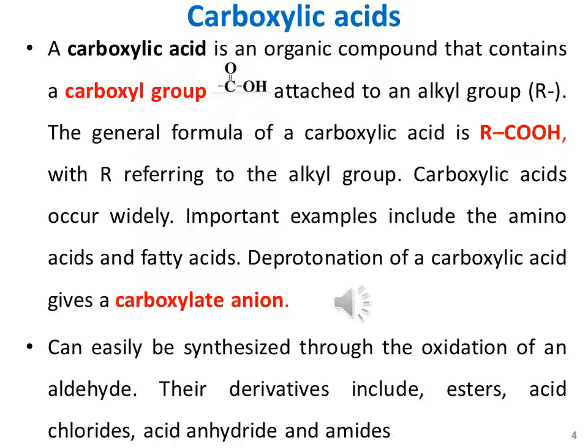vinegar. All the citrus fruits contain citric acid. All the amino acids contain the carboxylic acid functional group. Other important examples include amino acids and fatty acids. Deprotonation of a carboxylic acid gives a carboxylate anion. Carboxylic acids can easily be synthesized through the oxidation of aldehydes. Their derivatives include esters, acid chlorides, acid anhydrides, and amides.